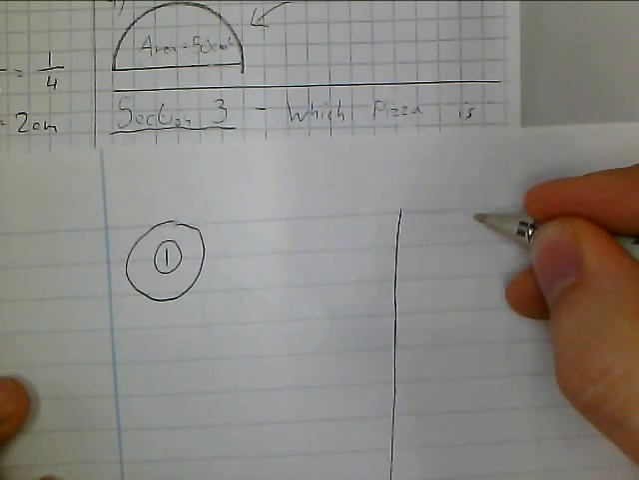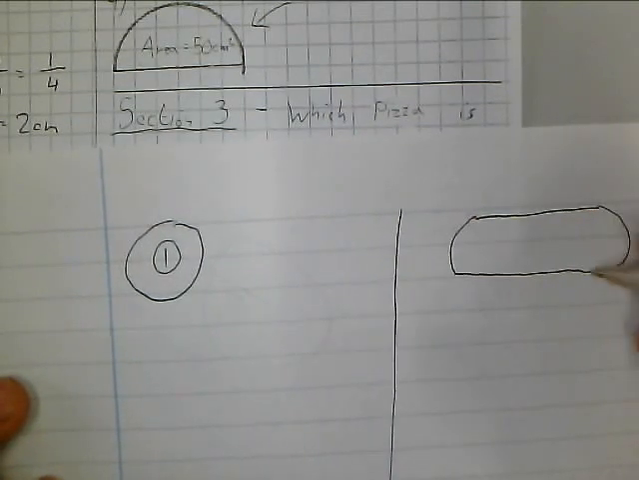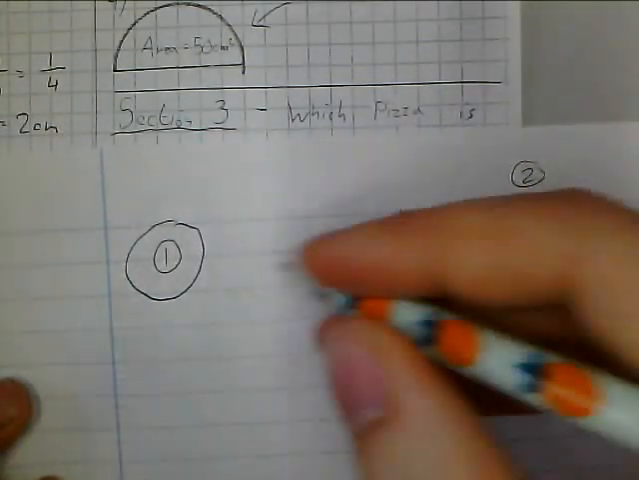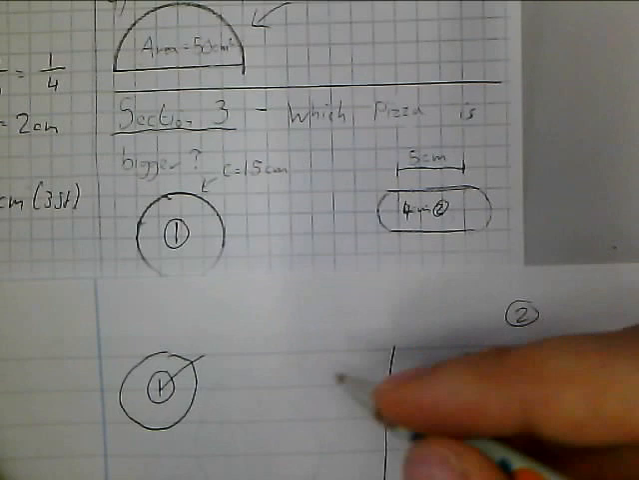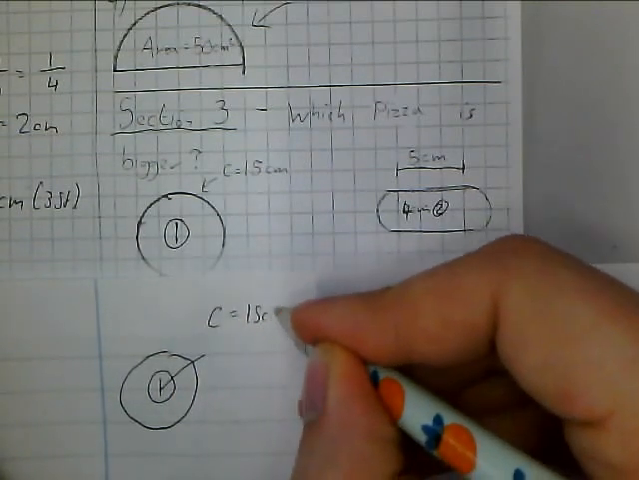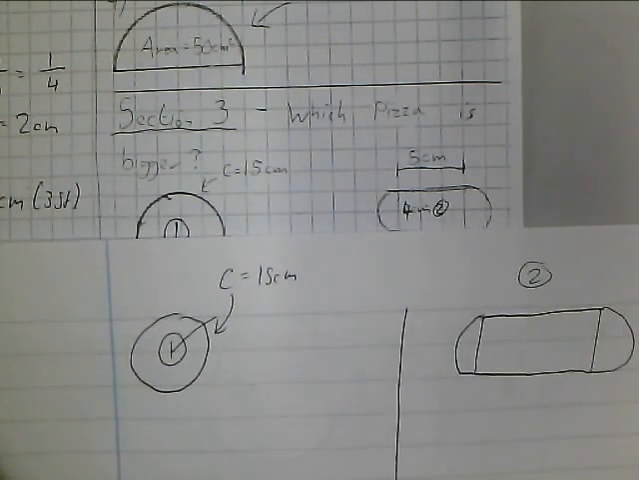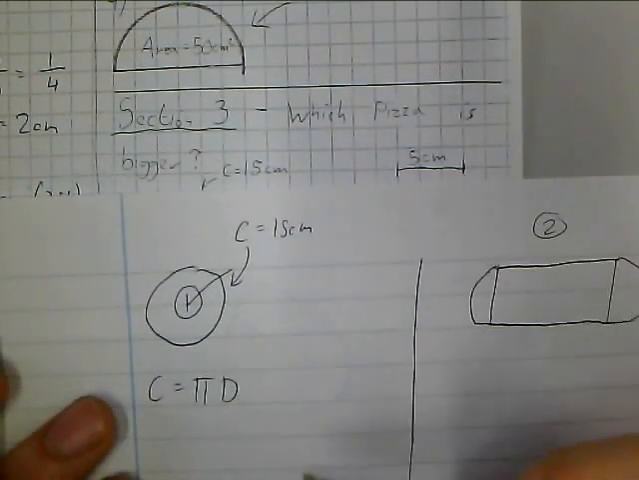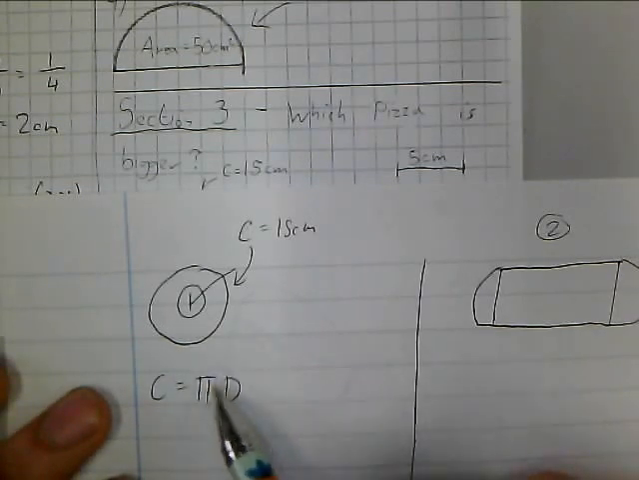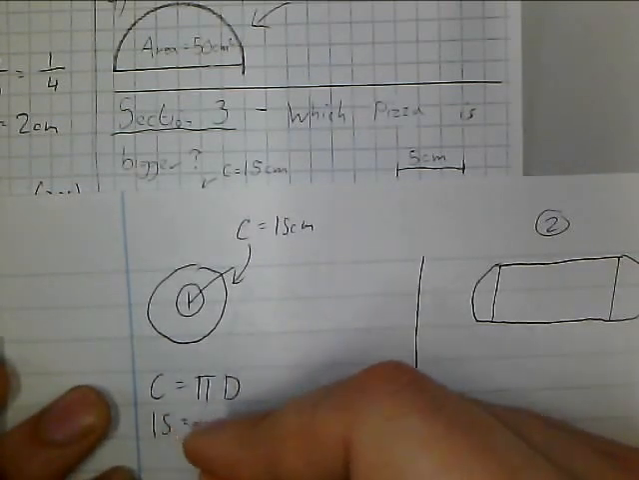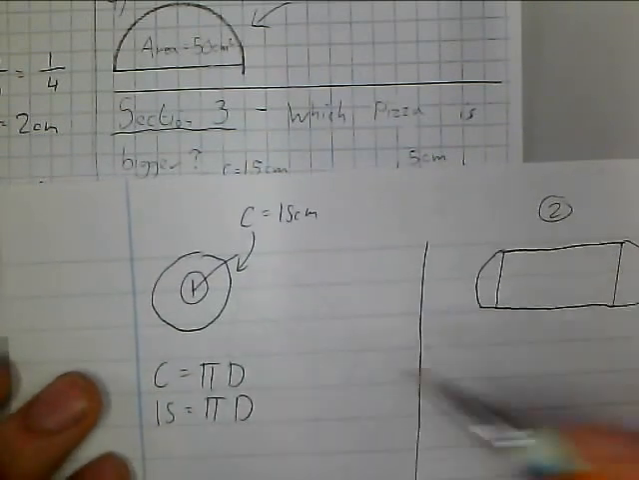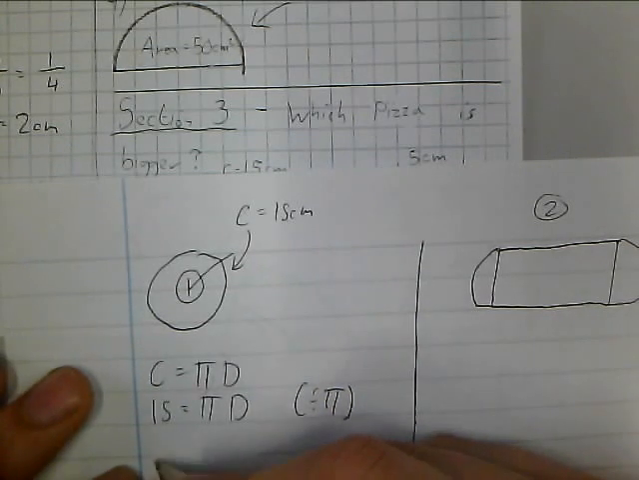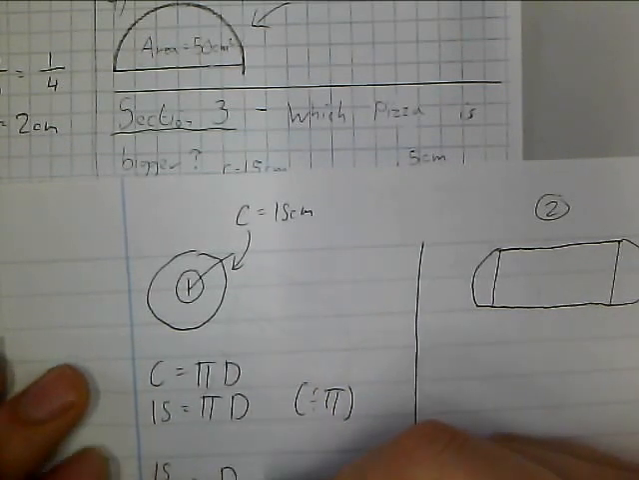And on the second part, I'm going to do my second circle. Here I know the circumference is equal to 15 centimeters, and I want to find the area. So C equals pi d. To get the area, I need to know the radius, so I need to find the diameter from here. So 15 is equal to pi d. To get the diameter, I just divide by pi, so 15 over pi equals the diameter.